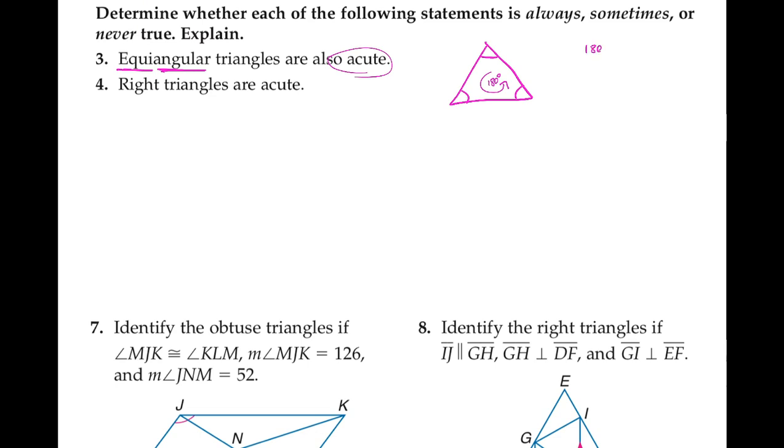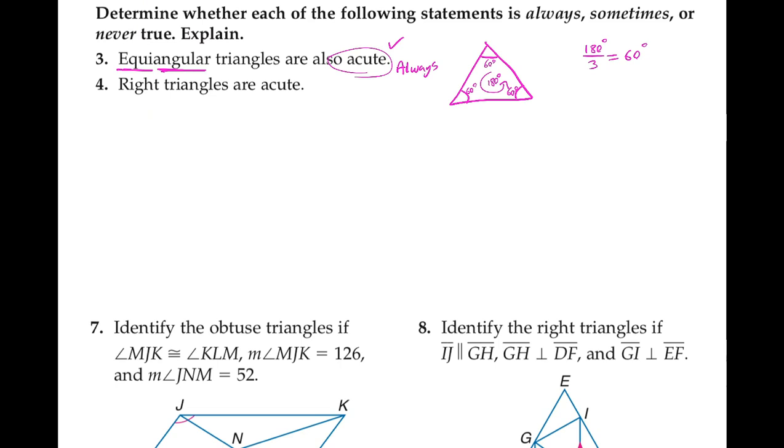We just take that 180 degrees and we divide it by three congruent angles, and we get every angle must be 60 degrees. So every equiangular triangle has three 60-degree angles. So the biggest angle is 60 degrees. So yeah, it is always acute. So that's always true.